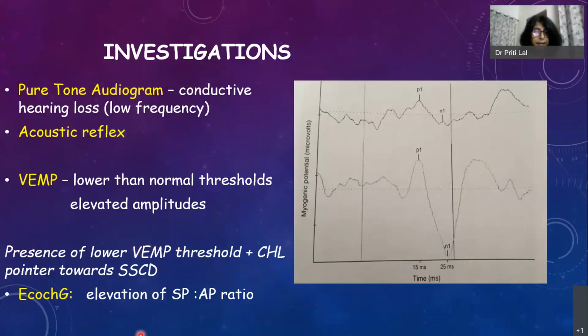ECochG may also be done. ECochG shows an elevation of the SP-AP ratio. Now, SP, or the summating potential, arises from the vestibular otolithic organs, and this increases in a canal dehiscence, whereas the action potential is generated from the cochlear responses, which is decreased, and therefore there is an elevation of the SP-AP ratio.